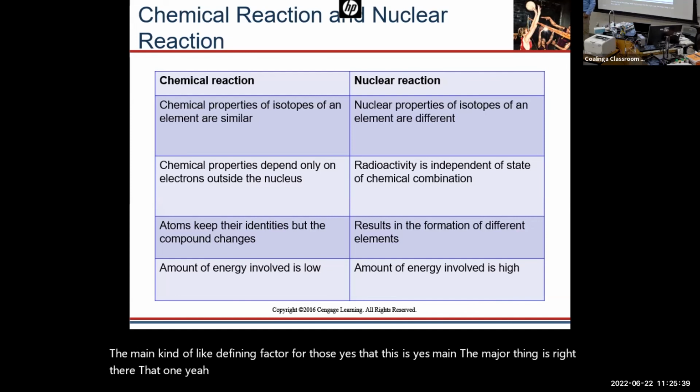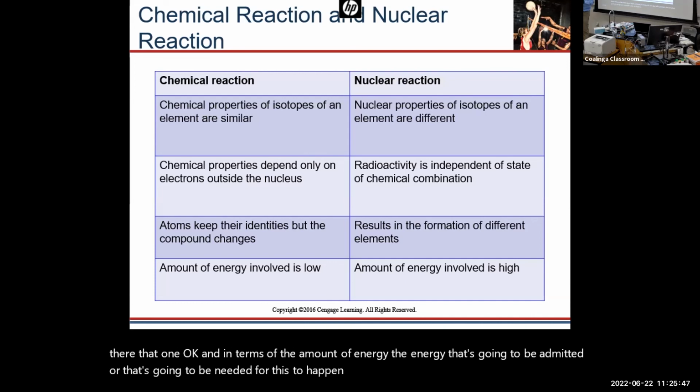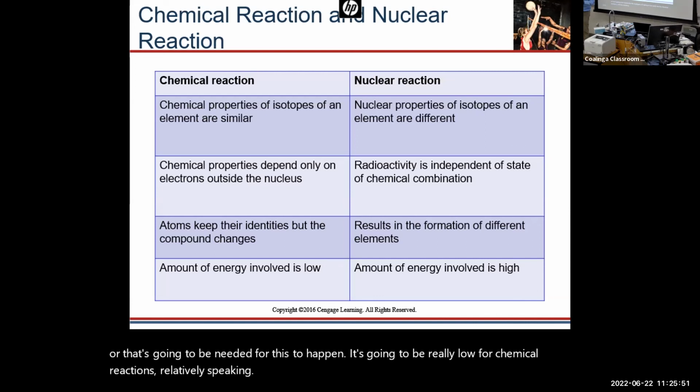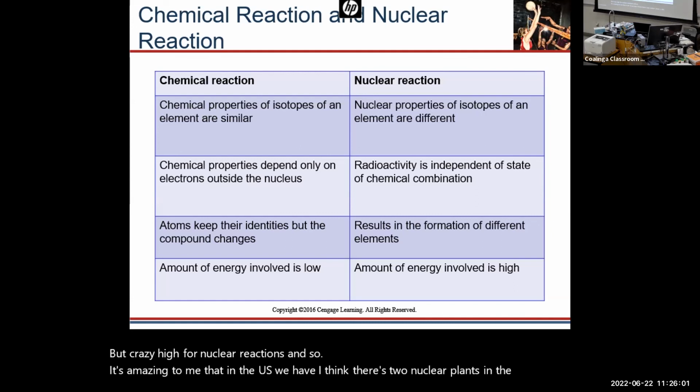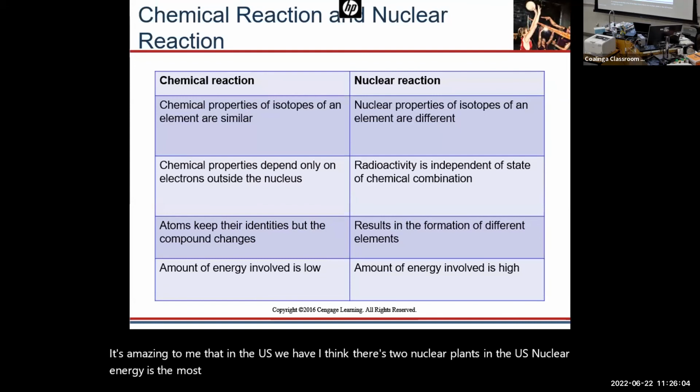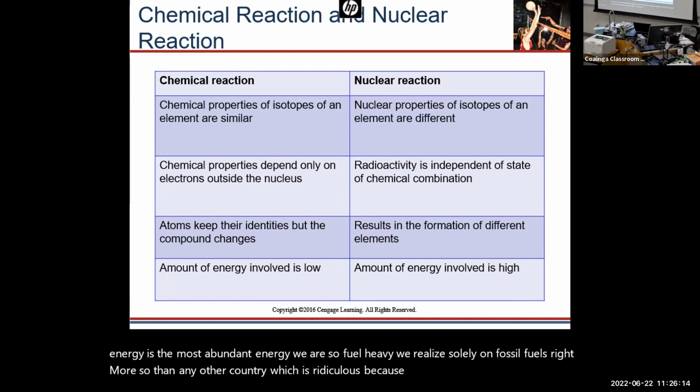Okay, and in terms of the amount of energy that's going to be emitted or needed for this to happen, it's really low for chemical reactions, relatively speaking, but crazy high for nuclear ones. And it's amazing to me that in the US, I think there's only a couple of nuclear plants. Nuclear energy is the most abundant energy. We rely so heavily on fossil fuels, right? More so than any other country, which is ridiculous.